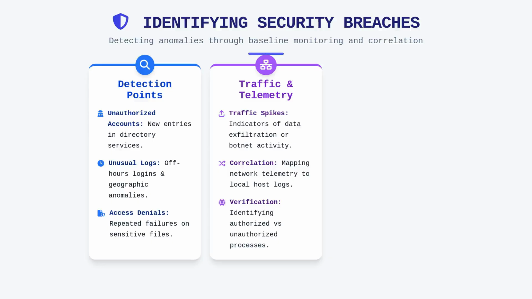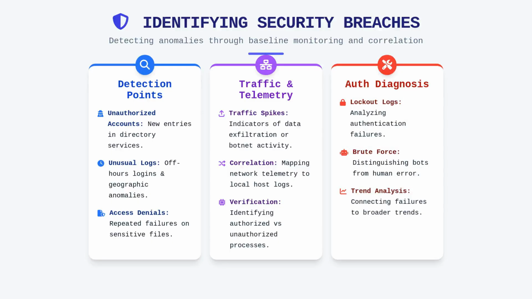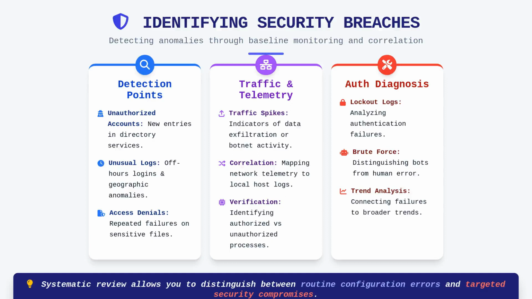Troubleshooting authentication failures requires a disciplined approach, specifically examining account lockout logs to discern between legitimate human error and automated brute force attacks. System administrators often overlook the relationship between these authentication failures and broader security trends within their environment. By systematically reviewing these indicators, you can distinguish between routine configuration errors and targeted security compromises.